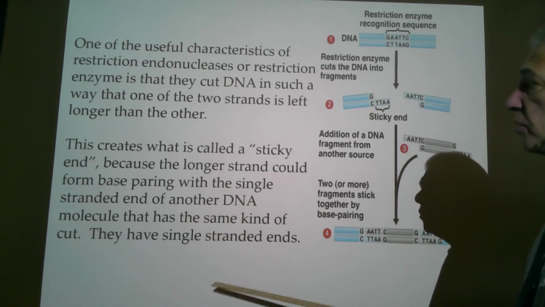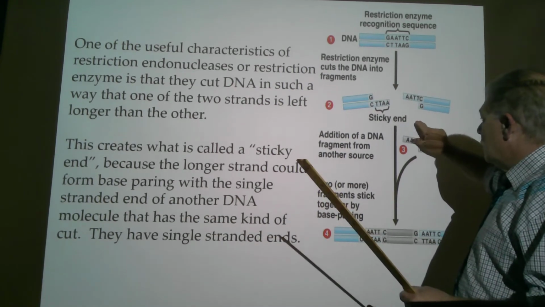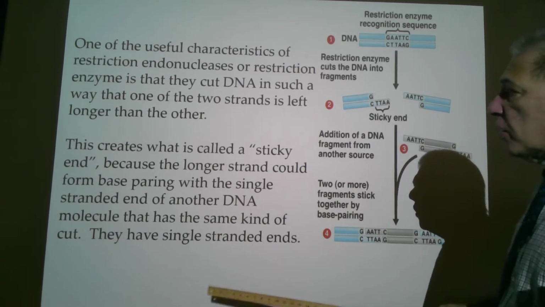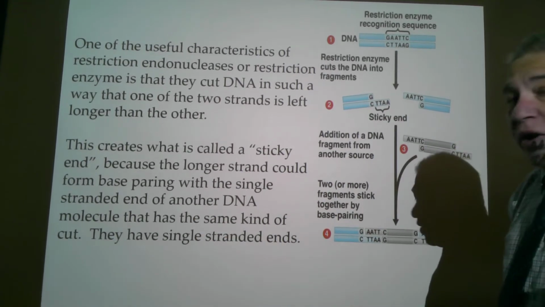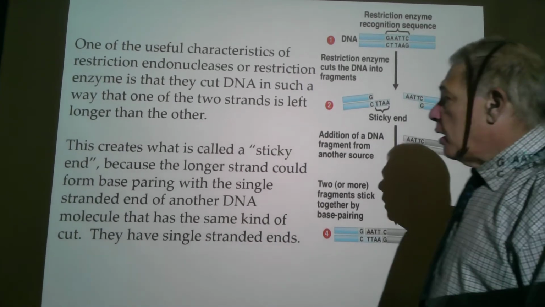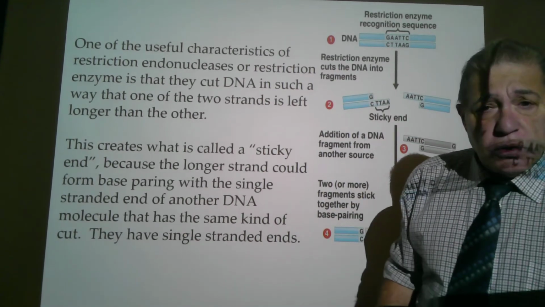Because the longer strand could form base pairing, like you see here, these bases base pairing with these bases, because the longest strand can form base pairing with the single strand of the other DNA molecule that has the same kind of cut, and that's important too, all right?